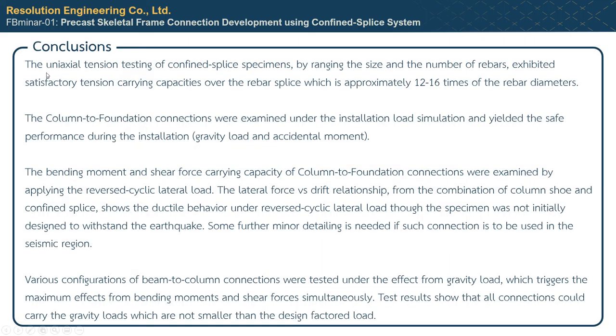All right, so in conclusion, we start from the uniaxial testing to verify the single rebar splice and multiple rebar splice. We need somewhere around 12 to 16 times the bar diameter to fully mobilize the load in the rebars to yielding or even above yielding.